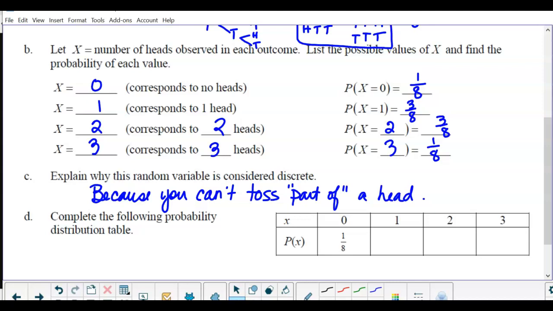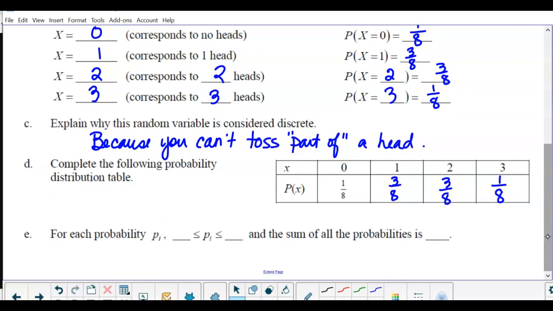So we talked about how to display probability distributions in a table. Here's your x values. So for 0 heads, the probability is 1/8. We filled it in for you. For 1 head, it's 3/8. For 2 heads, it's 3/8. And for 3 heads, it's 1/8. Okay. So those probabilities, in this case, 1/8 is the smallest, 3/8 is the biggest. But for any probability, you can't have a negative probability, so it's got to be greater than or equal to 0 and less than or equal to 1.